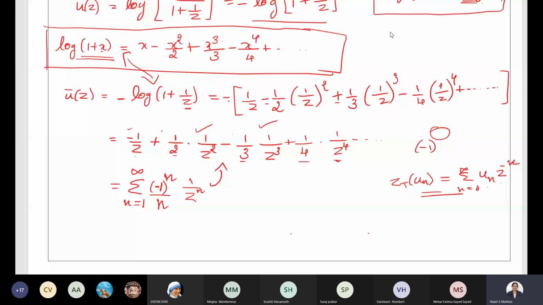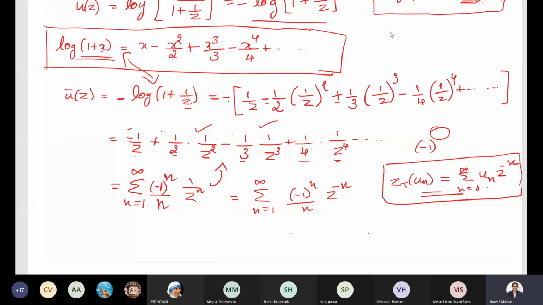So compare this with your z transform definition. This can be written as summation n equal to 1 to infinity minus 1 power n divided by n into z power minus n. So you can compare this. This is the definition of z transform. You compare here, summation n equal to 1 to infinity, it should be from 0, but for 0 we are not getting any term over here, so you can take n equal to 0, it will be 0. This stands for un and this is z power minus n.